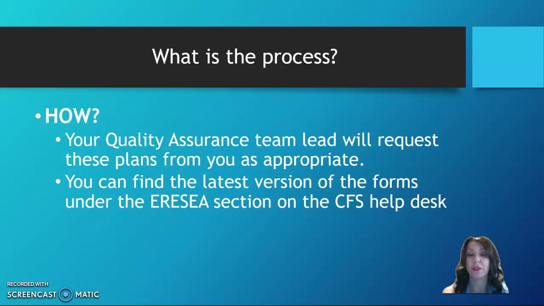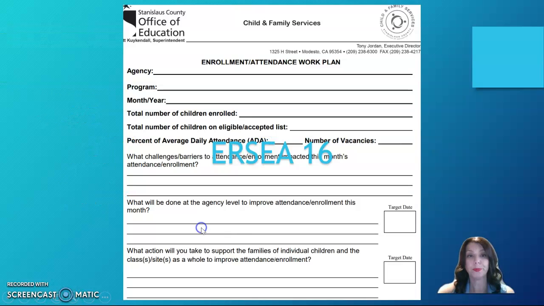All of these versions of the forms are on the CFS Help Desk. All of them are under ERSI to make it easy. So you can find all these forms under the ERSI section, and they are also usable for ease of use. The first one I'm going to show you is ERSI 16, and this one is used for the enrollment and attendance. So if we request an enrollment plan, you can use this form, or an attendance plan, you can use this form.